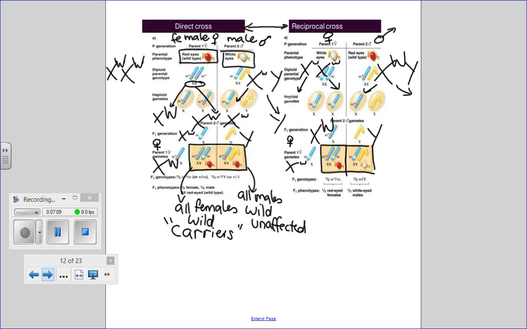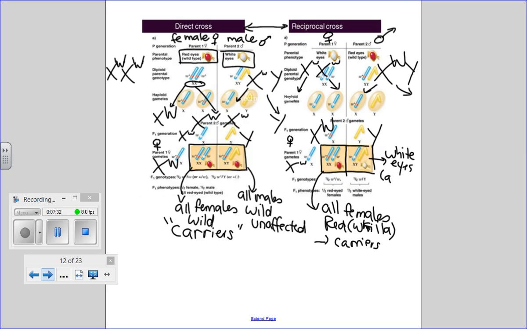What will we see in the offspring? We will see all females will have wild-type eyes, but they will all be carriers. All males will have white eyes. So we would say they are affected. They actually have this recessive characteristic.